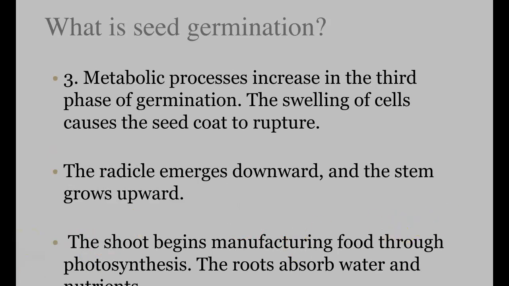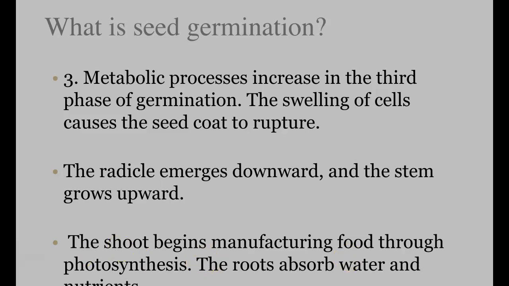Metabolic processes increase in the third phase of germination. The swelling of cells causes the seed coat to rupture. The radicle emerges downward, so it's the start of the root system, and then the stem goes upward. Remember, this is that whole idea of if I plant my seed too deep, it's not going to grow because it can't start that process of photosynthesis. It can't figure out where up is.